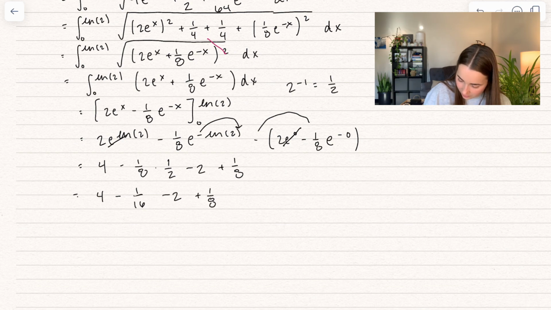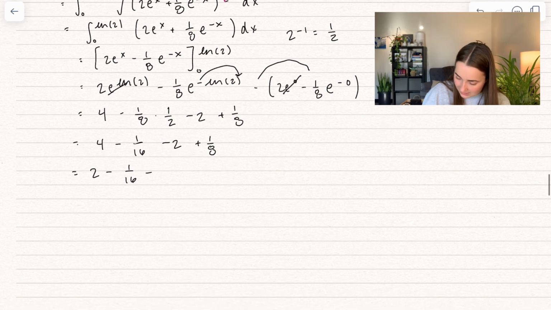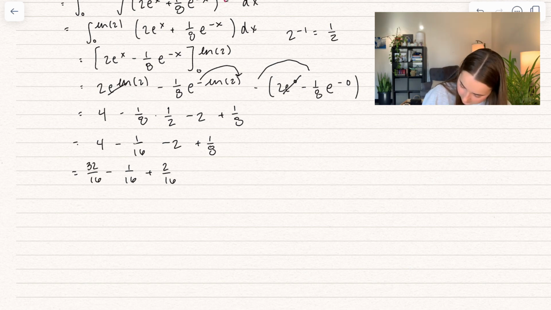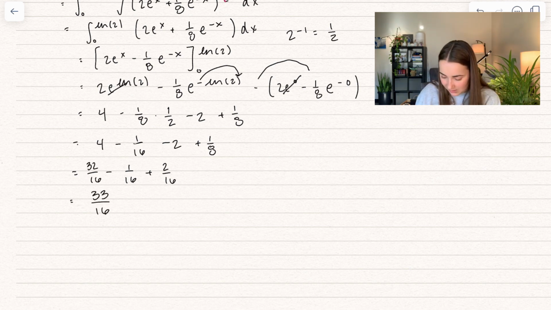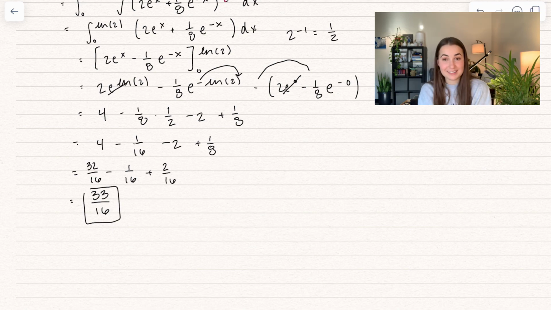So here we can combine that 4 and 2. We get 2 minus 1 over 16. And I'll rewrite that as 2 over 16. And I can also rewrite this 2 as 32 over 16. So here we get our solution of 33 over 16.